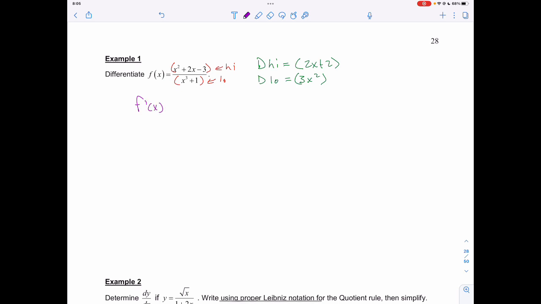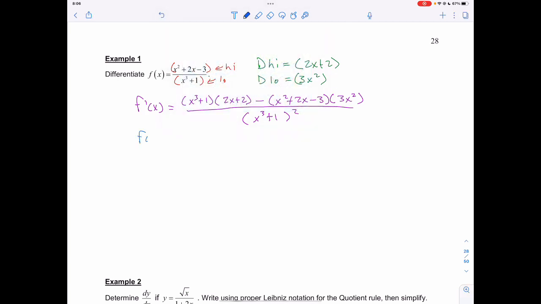f prime of x is going to equal low d high less high d low, draw a line and squared below. Now, my next question is, can I factor this? Nope, can't factor it. So I'm going to expand and combine my terms.